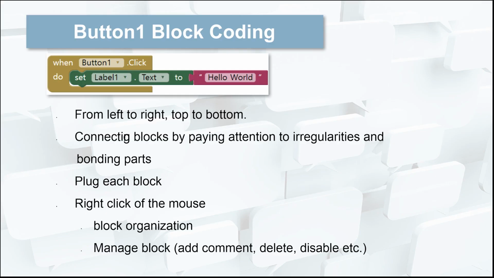So define the necessary action, value, and activity in each block. They define the action, text to change the action, hello world, and plug each block to execute them. So if you button on block, click, then you can just change some text of label 1 to the hello world.